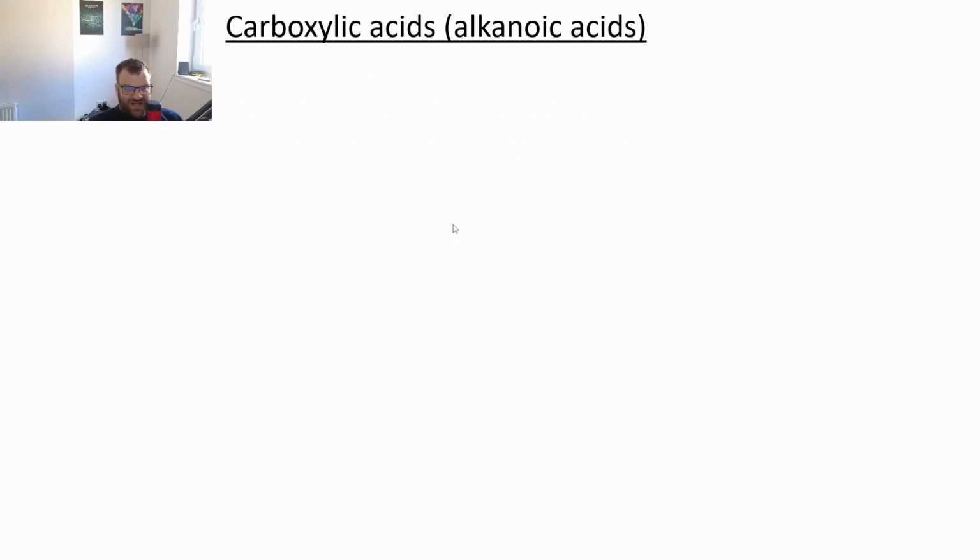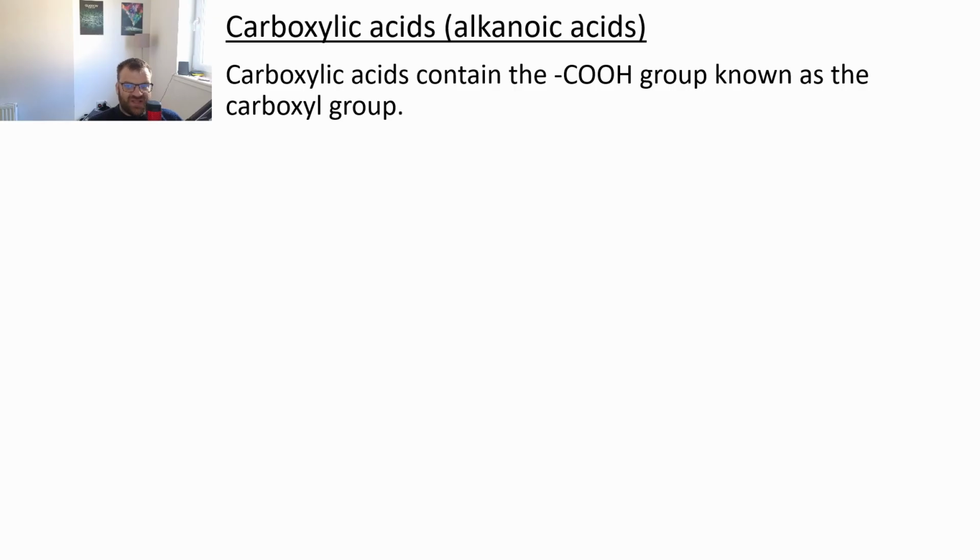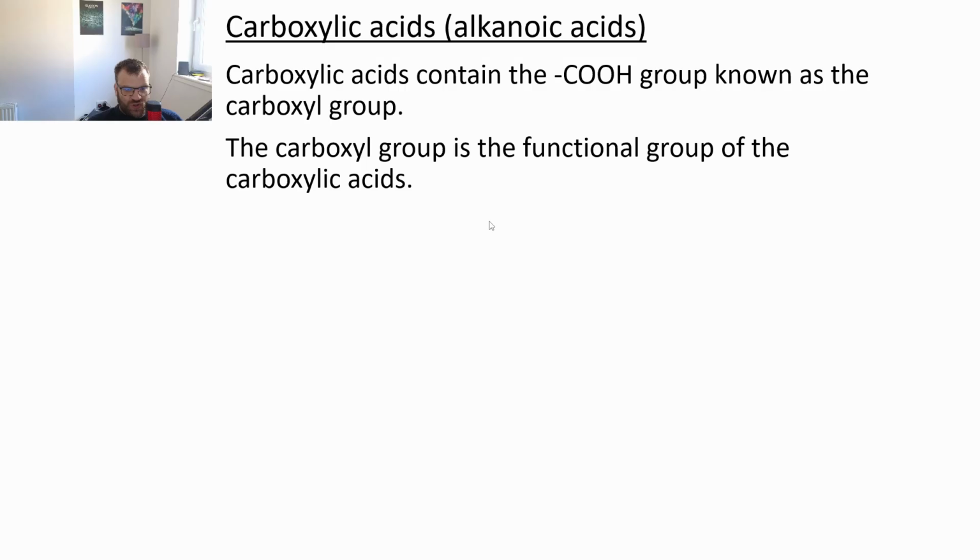Next type of chemical is a carboxylic acid, or alkanoic acid. These contain a COOH, known as the carboxyl group, and the carboxyl group is the functional group of carboxylic acids, and that's what we're going to be hunting for when we are dealing with them.